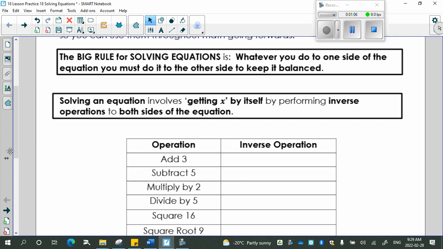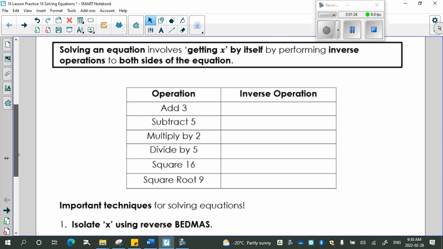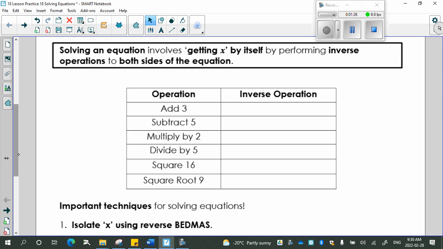Solving an equation involves getting x by itself. We saw that with our activity, by performing inverse operations. Inverse, some people think opposite. Operations to both sides of the equation. Both sides, so important. And then we're just going to talk about what the inverse operations could be, and some of them are probably obvious to you, and other ones maybe you haven't thought about before.